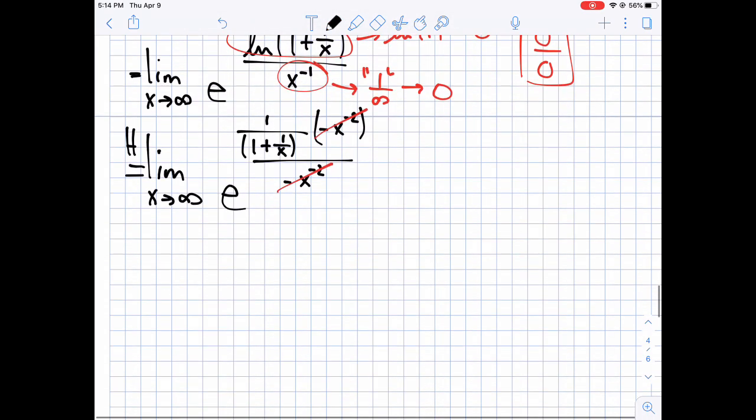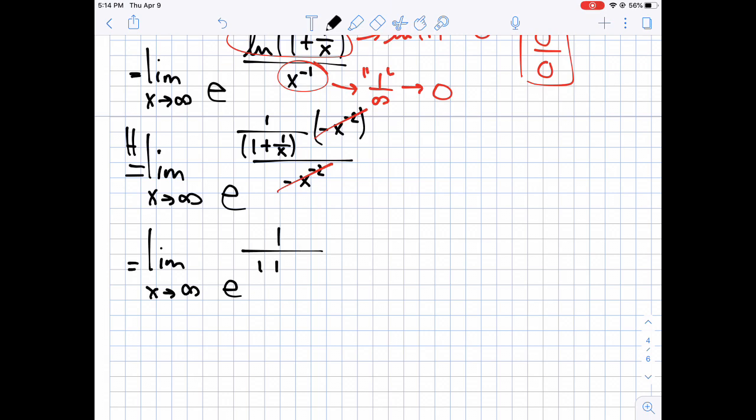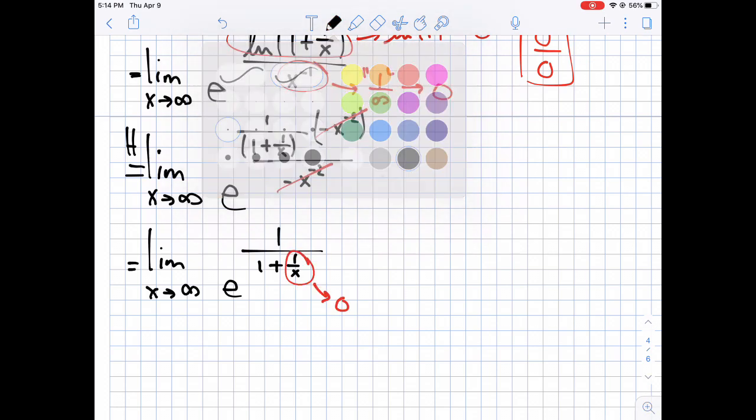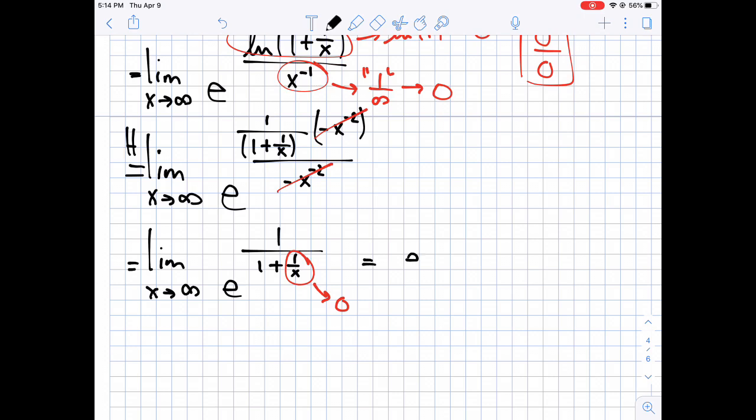So here, if I rewrite it now, all that we actually have is our base of e to the power of 1 over 1 plus 1 over x. And now what happens there as x approaches infinity? Well, this term goes to 0, and so the whole thing just goes to e to the power of 1 over 1. It's going to go to e, and that's it. So this limit exists, this limit is convergent, this limit is equal to e.